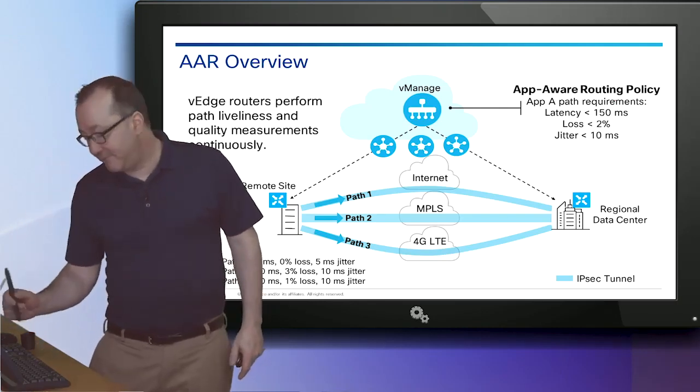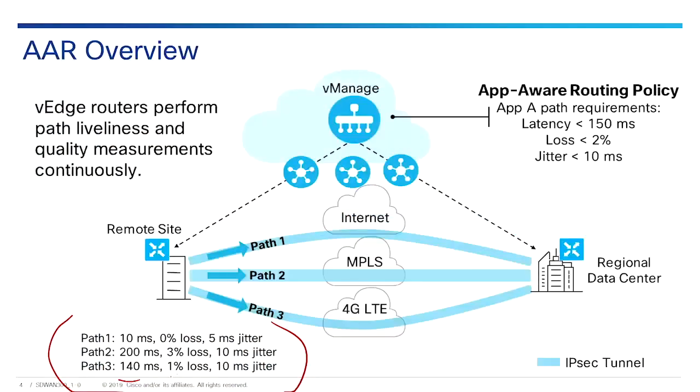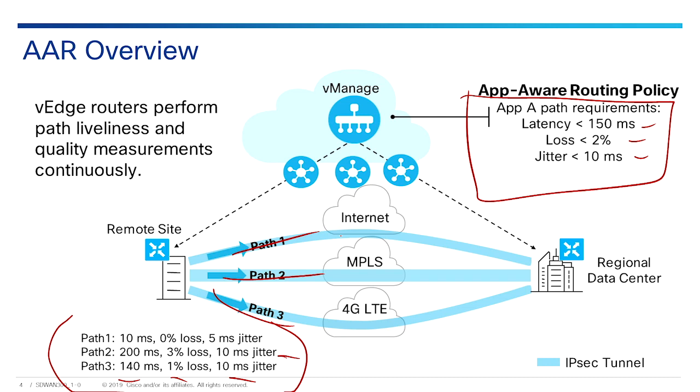So, for instance, here we have 3 paths with a certain latency, packet loss, and jitter. Just an FYI, any packet loss at 3% is bad. 3% here was basically down. I would call my carrier. So what we can do, though, is set up a path requirement of less than 150 milliseconds latency, loss of less than 2%, and jitter of less than 10 milliseconds. And then we measure each link by probing it to see if it meets those SLA requirements that we've set.